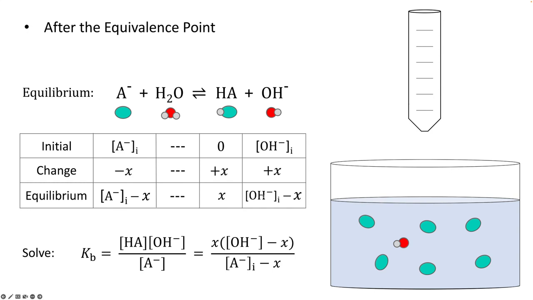And so basically, no pun intended, that ends up dominating the pH. So we calculate pOH from this equation, and we can use this approximation. And from pOH, of course, we can get pH at any point after the equivalence point.